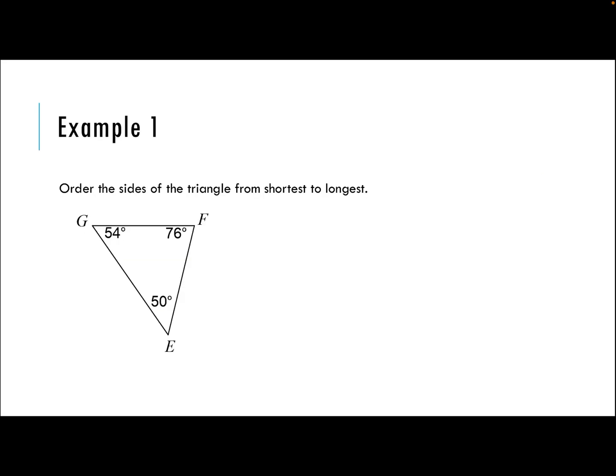So for example 1, we need to order the sides of the triangle from shortest to longest. I'll let you take that one. Pause it, come back and see what you get. All right, so if we're looking at our triangle, angle E is the smallest angle. So if you want to first put the angles in order from smallest to largest, we have angle E, then angle G, and then angle F. Then for sides, remember, it's just the other 2 letters that make the sides. So that's going to give us side GF, side EF, and side EG if we're going from least to greatest. So the answer to this is GF, EF, and then EG from shortest to longest.